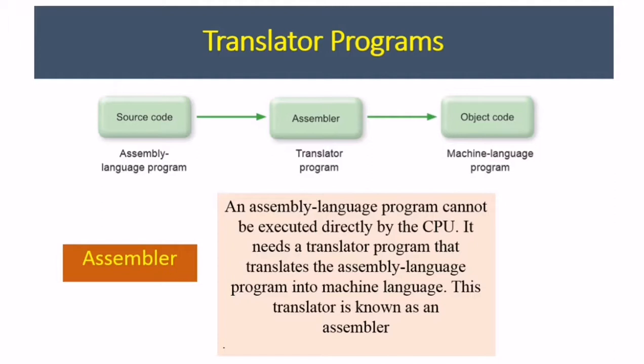A translator program is used to convert a program written in a second or third generation language into a machine language code. You can see here, assembler is also a language translator. An assembly language program cannot be executed directly by the CPU. It needs a translator program that translates the assembly language program into machine language. This translator is known as assembler.